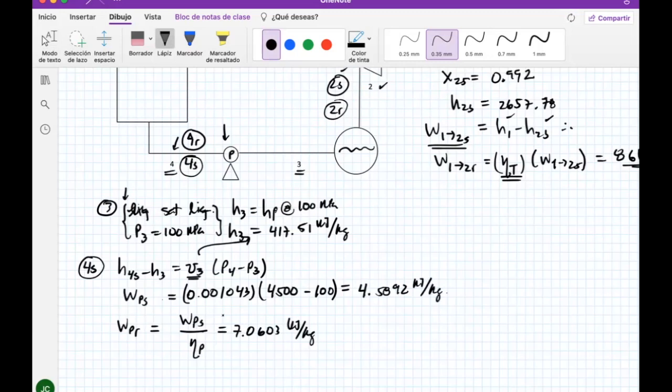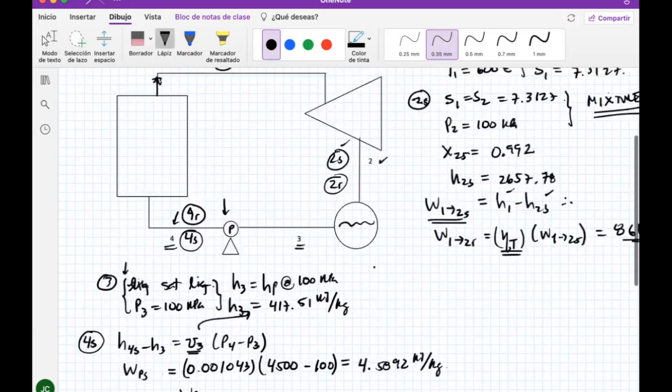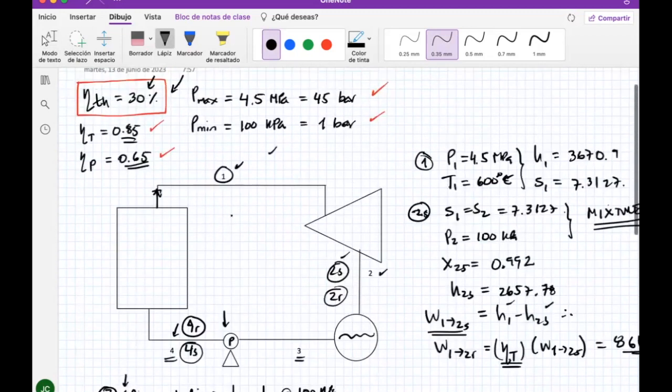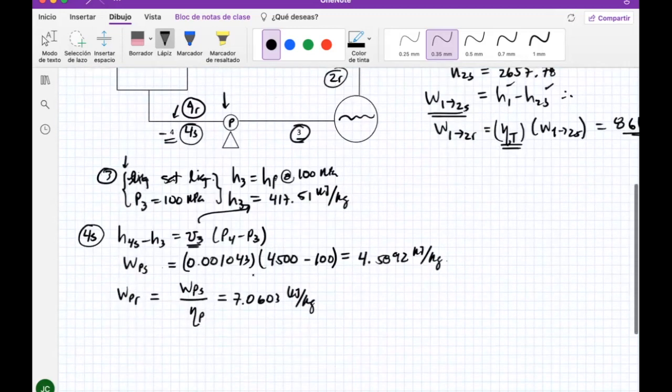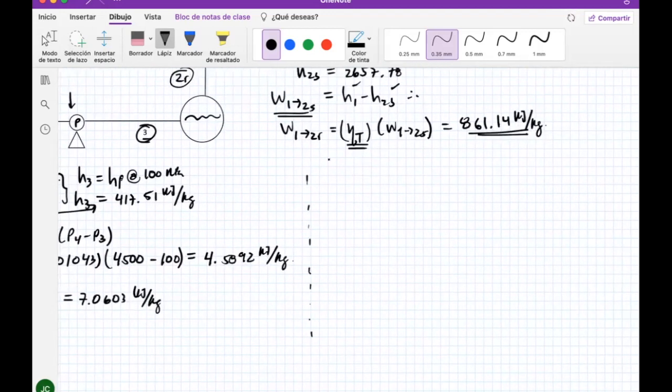So now we have that. I have established all my points. Points 1 and 3 do not depend on whether they are isentropic or real, but 2 and 4 do depend on whether they are isentropic or not. I have already got all that information. Now the only thing missing is, finally, to know how much this number is.